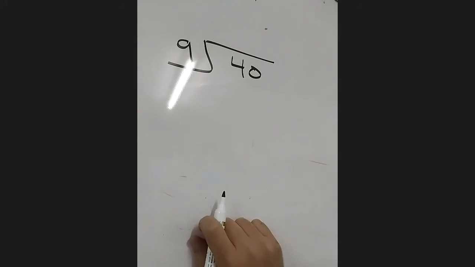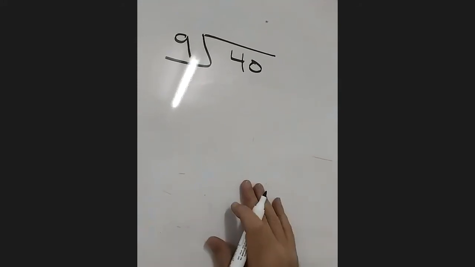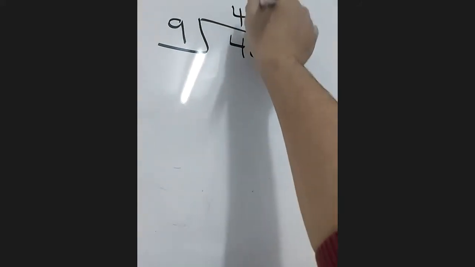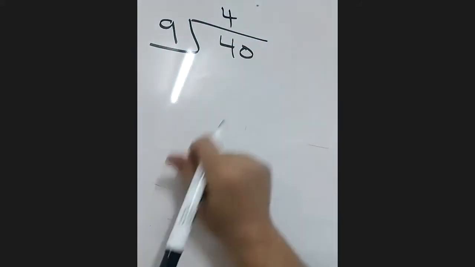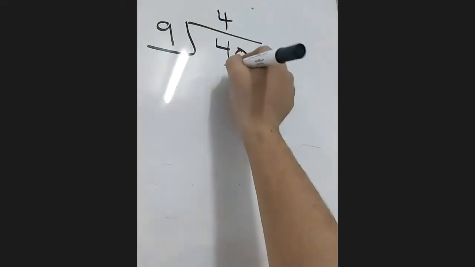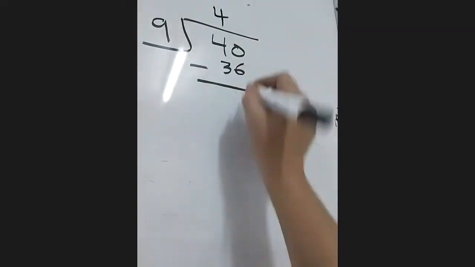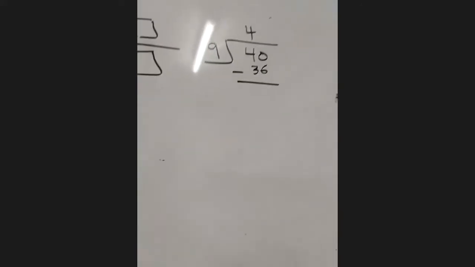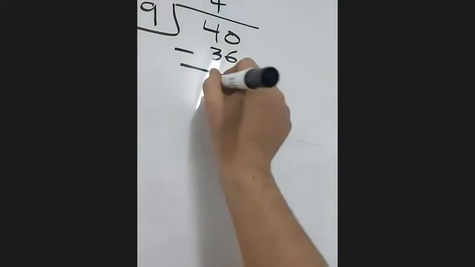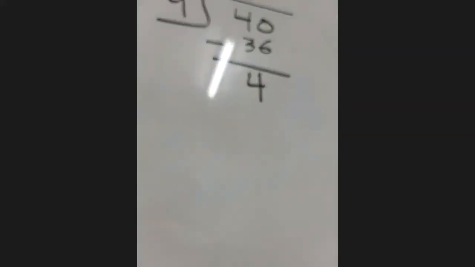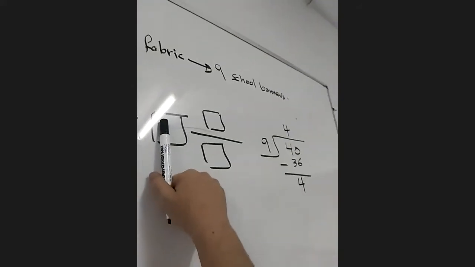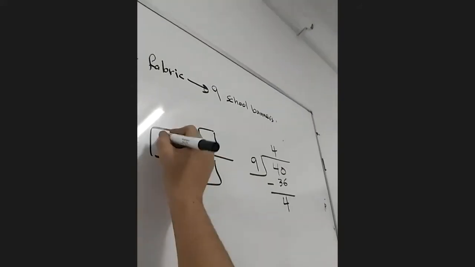You want to use 3 or 4? Focus. Which one will you use? 4. 4 multiplied by 9, how much? 36. Subtract 36. You must memorize the multiplication table. Now 40 minus 36, how much? 4. So what will we write here, tell me. Here we'll write 4.